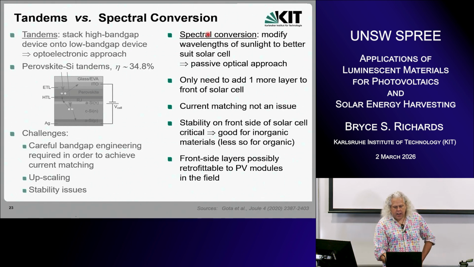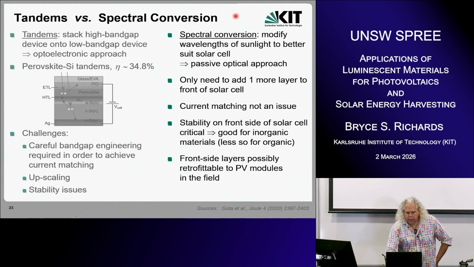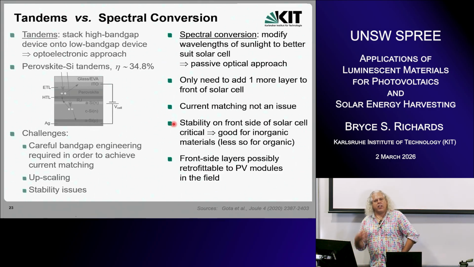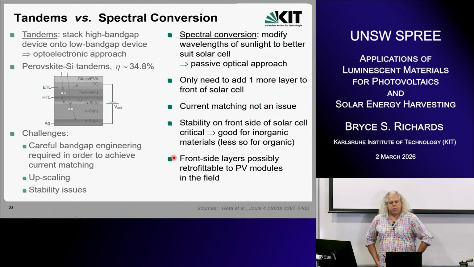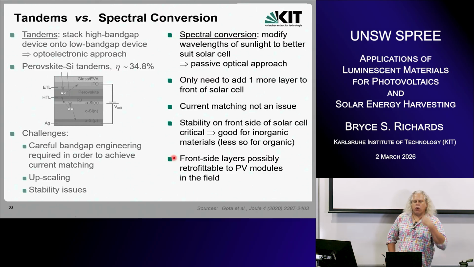Stability on the front side, I'm just trying to point that out here. Stability on the front side of the solar cell is critical. This is typically good for inorganic materials. It's typically more challenging for organic materials. And we even have looked in the past at the possibility of these front side layers then being retrofittable to PV modules that are in the field. This is something you obviously couldn't do if you were going to build a tandem.